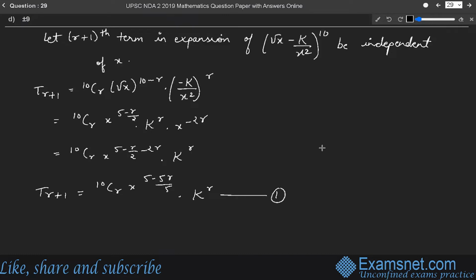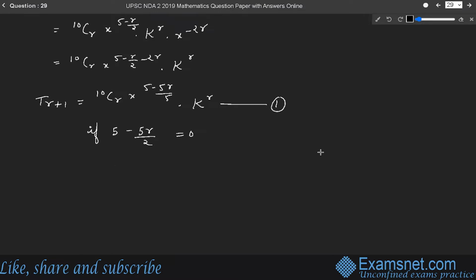We know that this will be independent of x. Now, if (5 - 5r)/2 is equal to 0, it implies (10 - 5r)/2 will be equal to 0. So 10 - 5r will be equal to 0, or 5r is equal to 10 and r is equal to 2. Now we have the value for r.